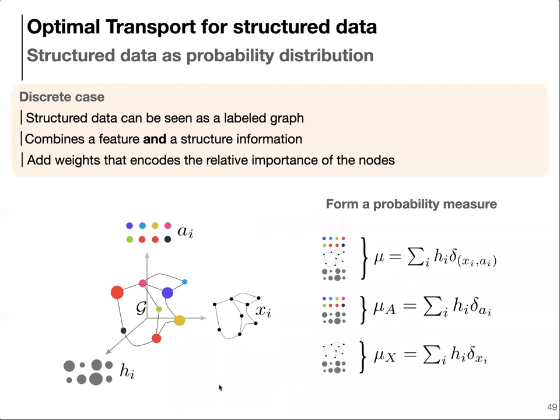So with all this information, we can express a probability distribution associated to a labeled graph as a mu. Mu is a collection of weighted Diracs, and those Diracs have both a feature information and also an information in a metric space related to the entire graph.